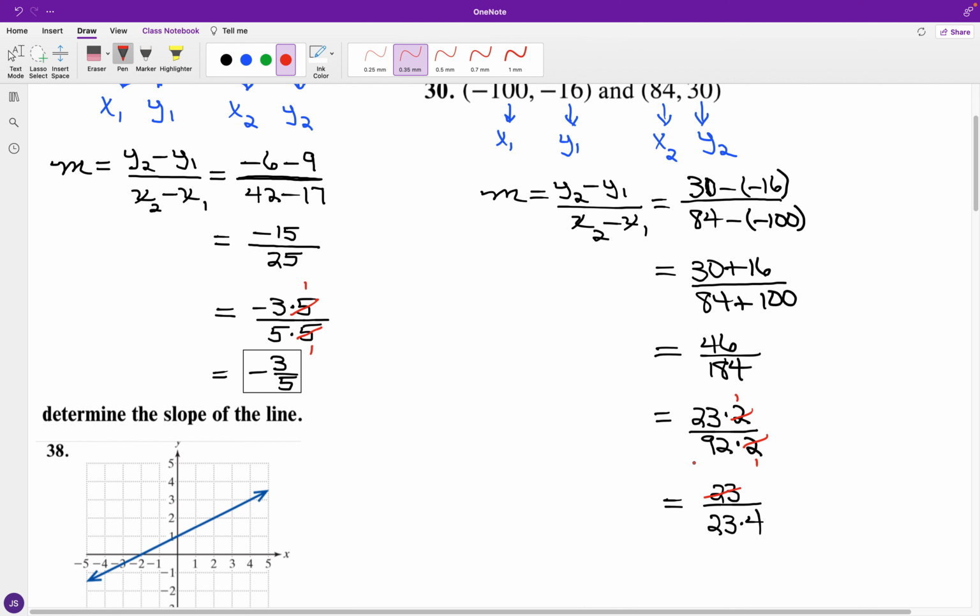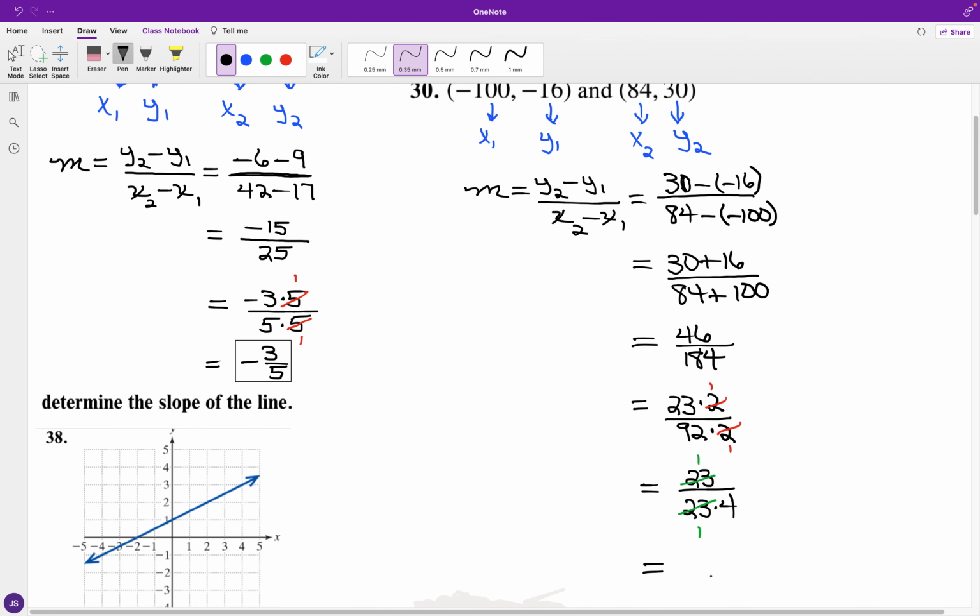For the next reduction, we have 23 to cancel out, and so for this particular slope, okay, we have the reduction all the way down to 1/4.